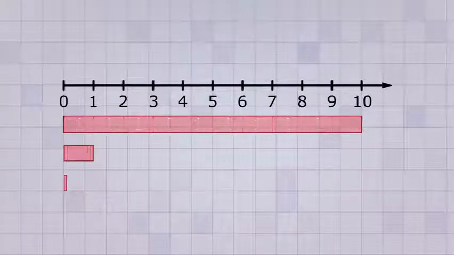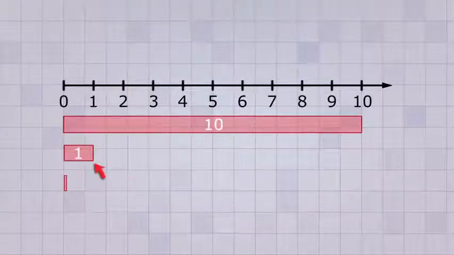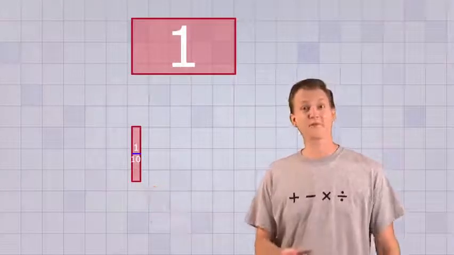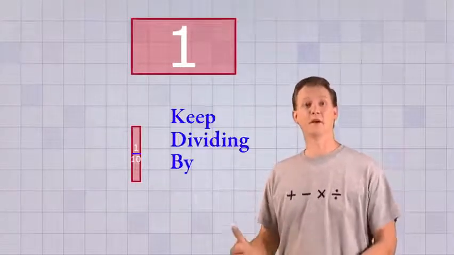Now our number line shows 3 building blocks, 10, 1, and a 10th. A 10th is a small number. But we can get even smaller building blocks if we keep dividing by 10.